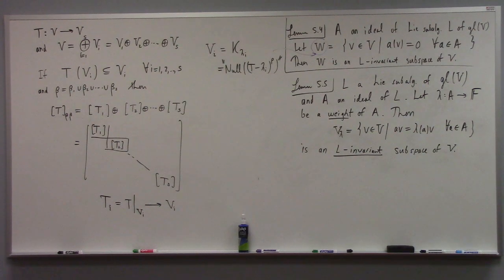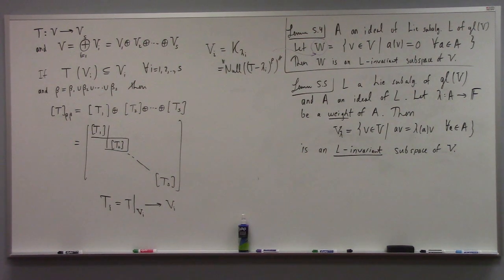I want to just try to understand for a second, what are we saying? L is a Lie subalgebra of GL(V), A is an ideal of L, lambda is a weight. So that means that V_lambda is an invariant subspace of everything in L.